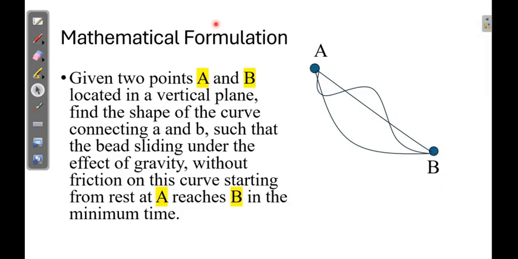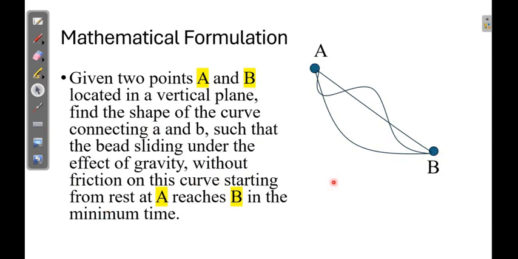Now, after having this background, we are ready to present the mathematical formulation of the brachistochrone problem. Given 2 points A and B located in a vertical plane, we need to find the shape of the curve connecting A and B, such that a bead or another object following this path and sliding along it under the effect of gravity only, without friction, starting from rest at A and reaching B, takes the minimum time.